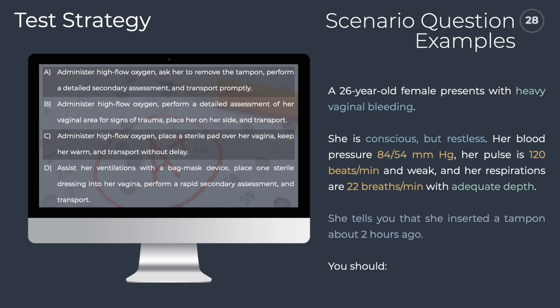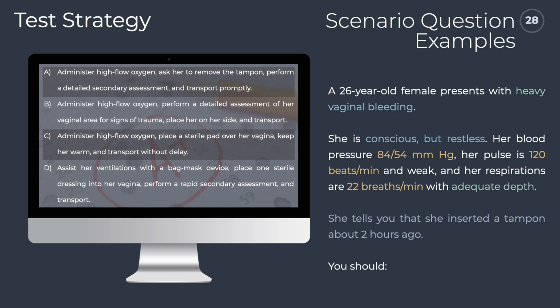In contrast to the last question, this one advises us that the patient has adequate depth of respirations. This is again one of those keywords, but at least in this case, it is used to advise us that ventilatory support is not necessary. We've marked the statement that she tells you she has inserted a tampon about 2 hours ago as secondary information. This really doesn't have anything to do with her current emergency, and while it is helpful to know that she has placed a tampon, it is a distractor for us finding the correct answer.